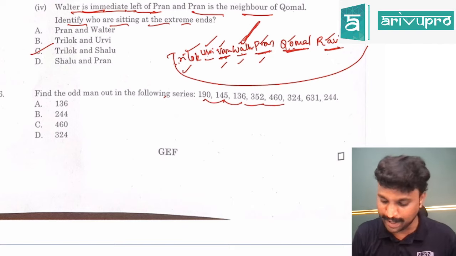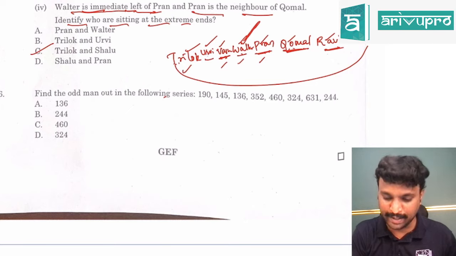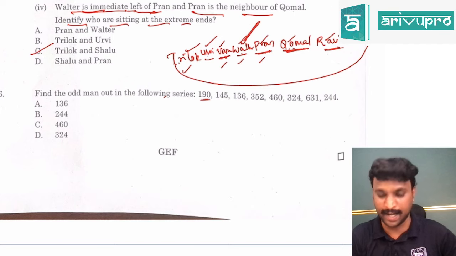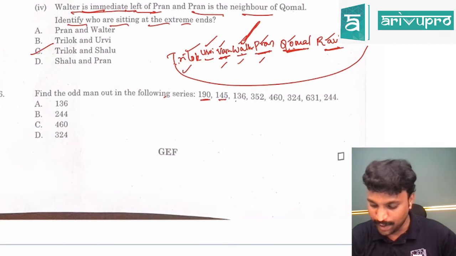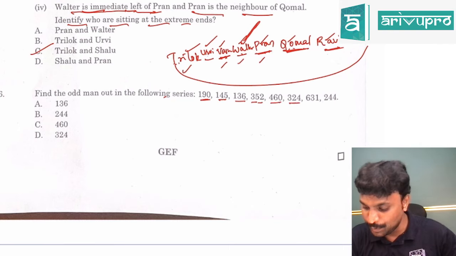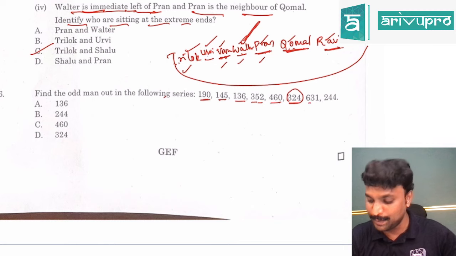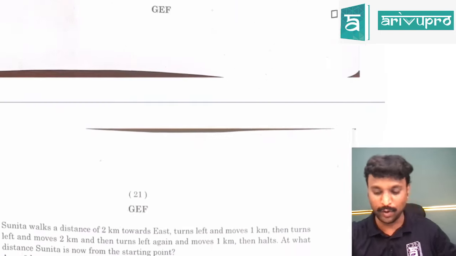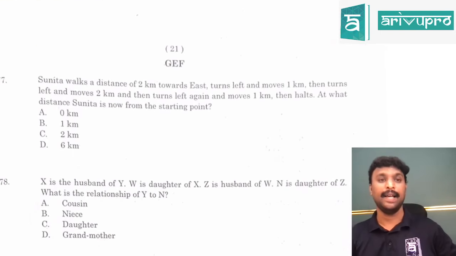If there is no particular pattern, I have said you have to observe the pattern between the digits of a number. Guys, if you take the sum of these digits, it's 10. 1 plus 4 plus 5, it's 10. 1 plus 3 plus 6, it's 10. 3 plus 5 plus 2, it's 10. 4 plus 6 plus 0, 10. 3 plus 2 plus 4, it's 9. 6 plus 3 plus 1, 10. 2 plus 4 plus 4, 10. The only odd man out is 324 because it doesn't follow the sum of the 3 digits as 10.